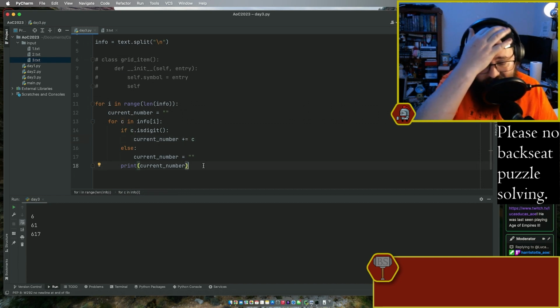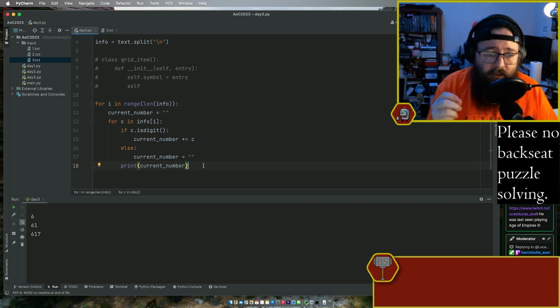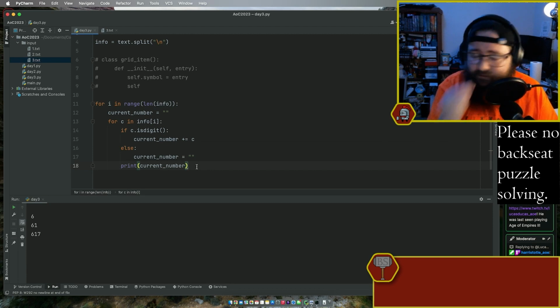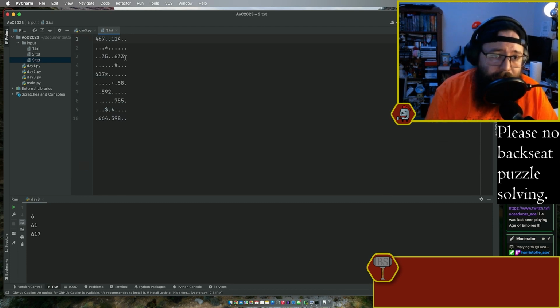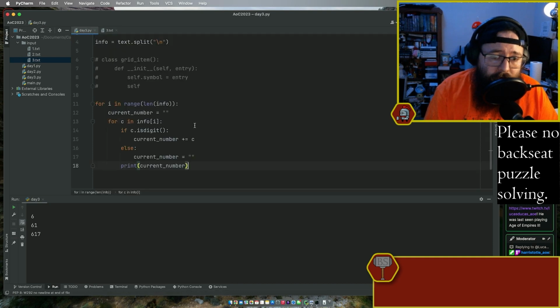Then we need to check to see if, as we're building a number, is it a part? Is it adjacent? So we need to look up, down, left, right, and diagonally to see if it's touching a special symbol. This is going to be a string of ugly if statements.